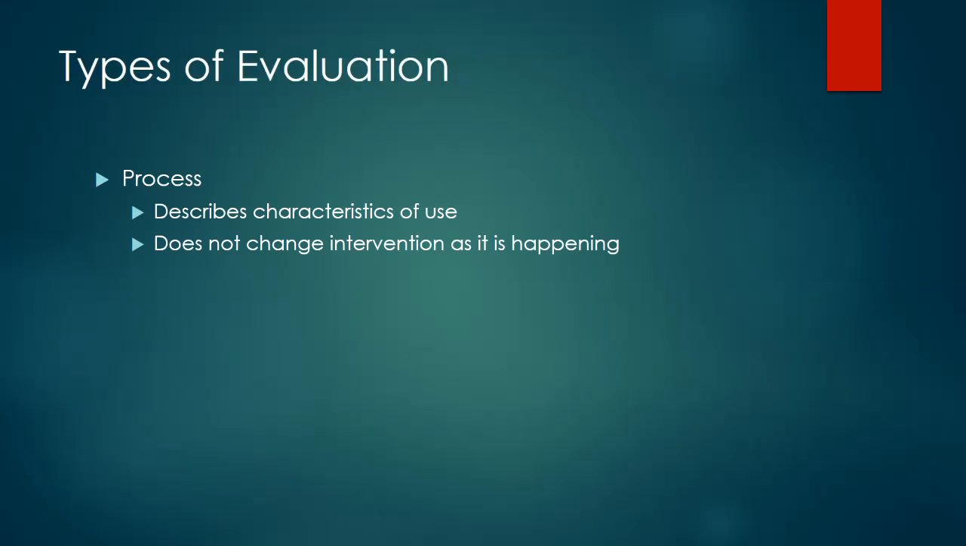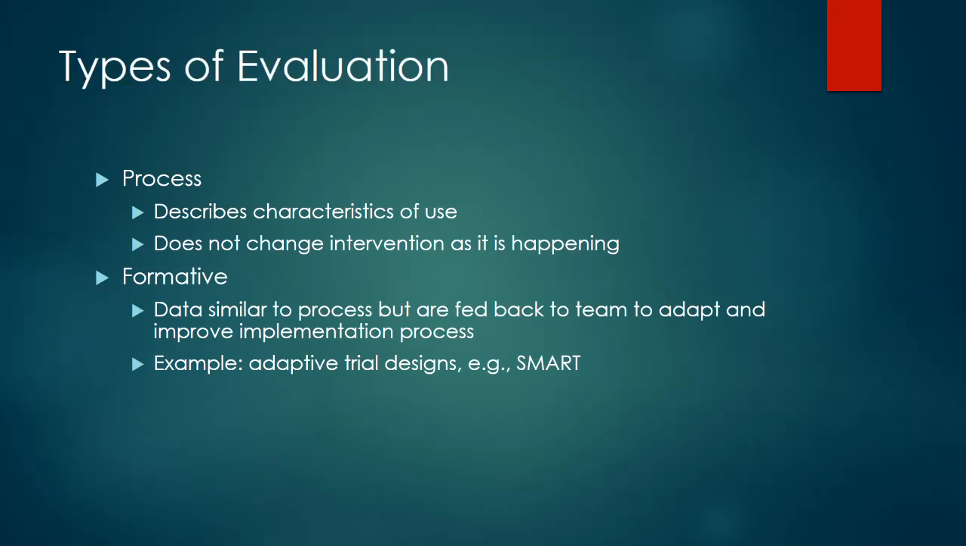So when we do any kind of implementation study, we need to evaluate it. There are three main types of evaluation. The first is a process evaluation, which just describes the characteristics of the use of the program. So we're not trying to change the intervention as it's happening. We're just documenting the process as it's occurring. A formative evaluation, on the other hand, is similar to process in terms of the measures that you might take, but the point is to adapt and improve the process as you're going through it. So adaptive trial designs or SMART trial designs use a formative evaluation approach.